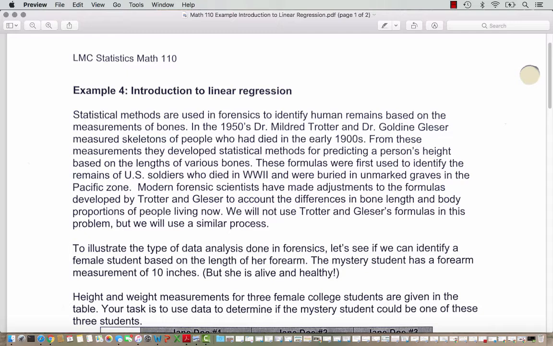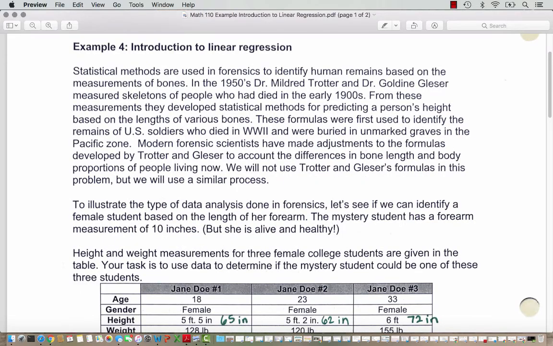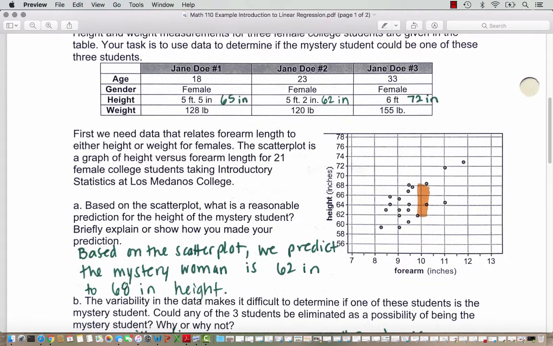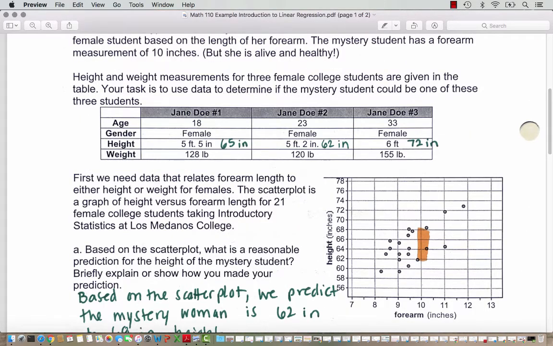To illustrate the type of data analysis done in forensics, let's see if we can identify a female student based on the length of her forearm. The mystery student has a forearm measurement of 10 inches, but she is alive and healthy. Height and weight measurements for 3 female college students are given in the table. Your task is to use data to determine if the mystery student could be one of these 3 students.